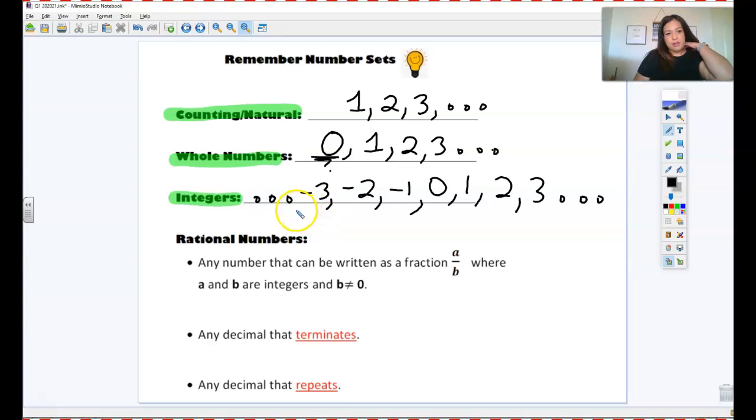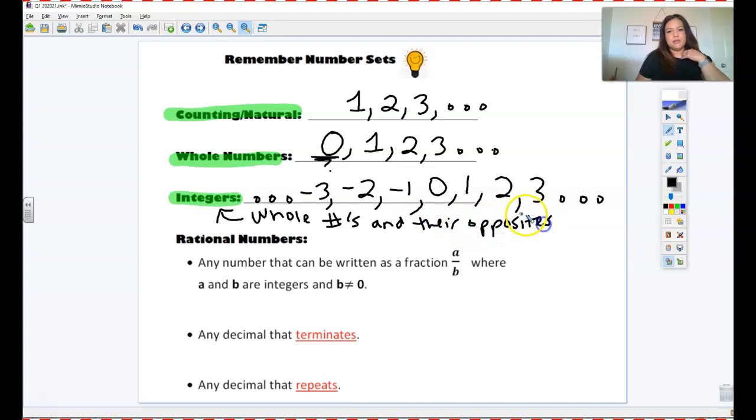Now keep in mind that the integers are considered the whole numbers and their opposites. For example, something like -2.5 wouldn't be considered an integer because that is not the opposite of a whole number. That 0.5 is just not letting it be an integer.